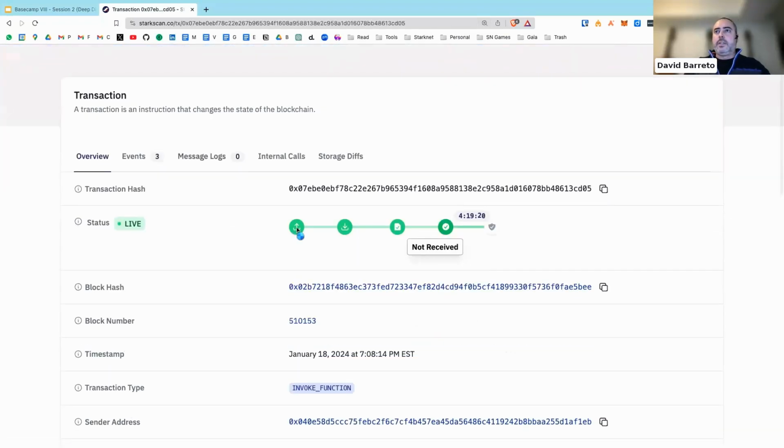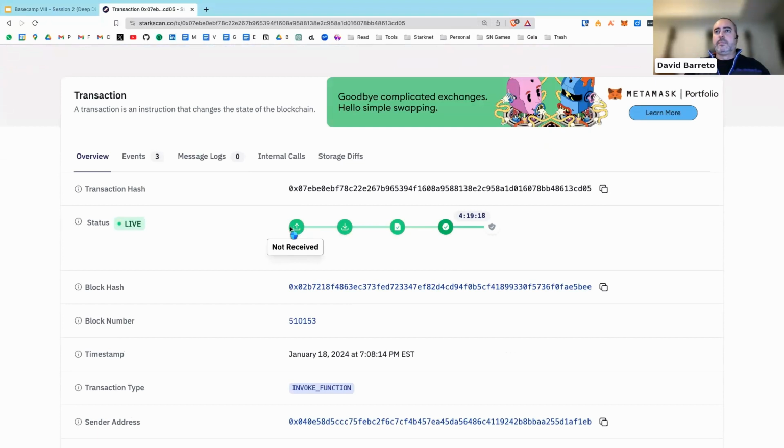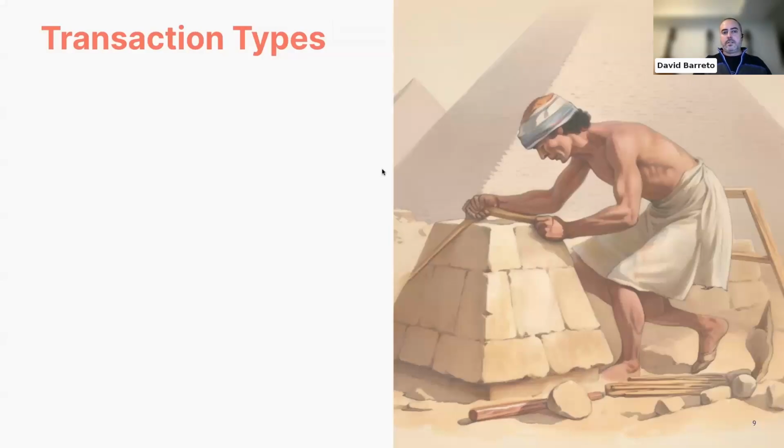But just to show you a simple transaction, let's just pick one transaction at random here from the block explorer. And you see here, for example, obviously the very beginning is not received because it's just being sent. Eventually, when it hits the sequencer and it's acknowledged, it gets to received. Pending, accepted on L2, and then accepted on L1. This pending, I guess, is just waiting for the mempool to be executed. But the real finality, let's say, will be accepted on L2 for layer 2, and the finality for L1 will be accepted on L1.